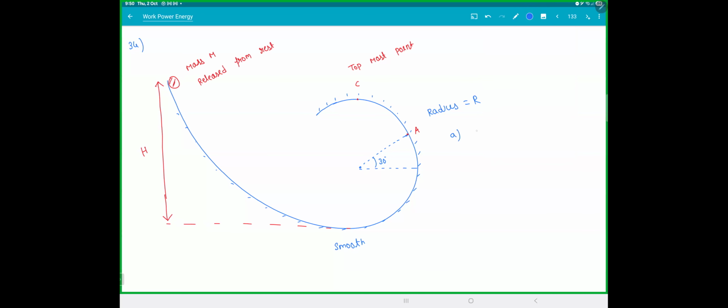First question, find h minimum. This is a standard equation to reach point C. Second question, if h is equal to 2 times h minimum, that means if you give 2 times the minimum height required, you will definitely complete the circle. Find the acceleration of the ball and normal reaction at point A. So when this ball reaches point A, and normal reaction.